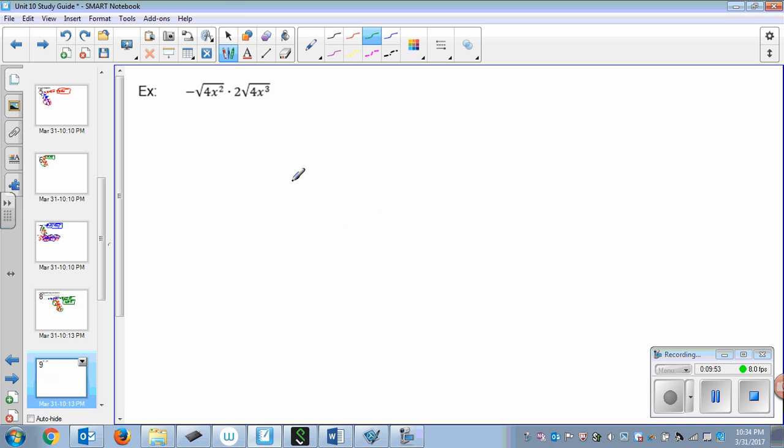Another example, again, outside times outside. -1 times 2 is -2. And 4x squared times 4x cubed is 16x to the 5th. So now I'm going to do my factor tree and see if I can simplify. 16 is even, so I'm going to start with 2.